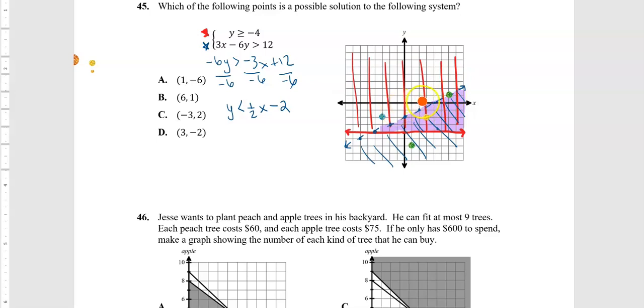C is a positive 3, negative 3, positive 2. I graphed in the wrong spot, but still, positive 2 is way up there. That is not in our double shaded area, so the only one that's left would be positive 3, negative 2, and this yellow dot right here is our answer, so our answer is D.